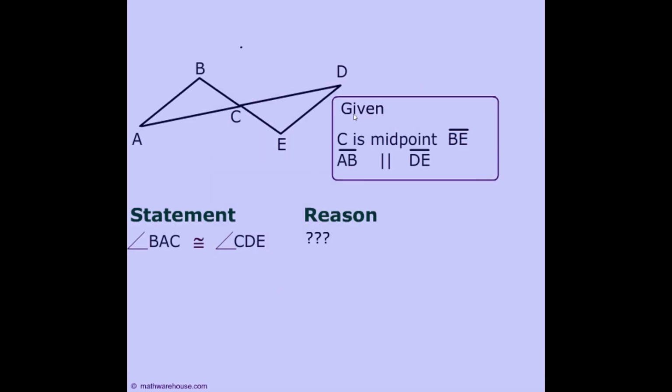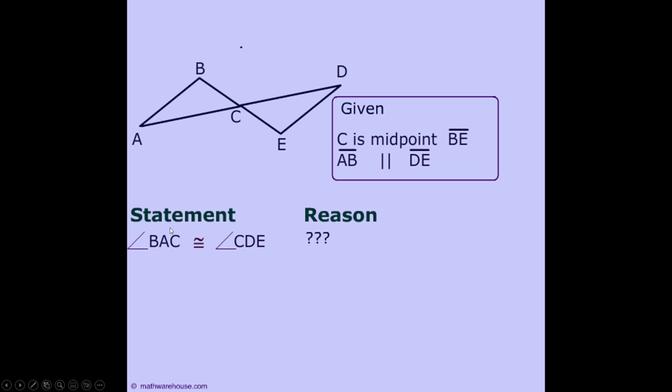This is the proof we're going to do. We're given that C is a midpoint of BE and side AB is parallel to side DE, and our goal is to prove these two triangles are congruent. So the first step is to look at the givens and see what angles or sides we can know are congruent from those givens.